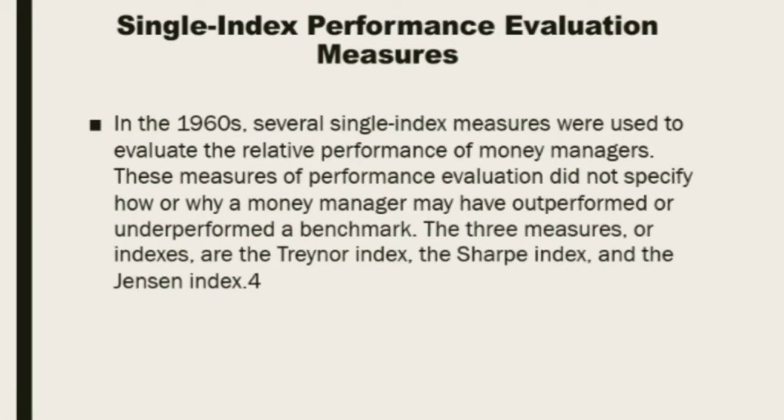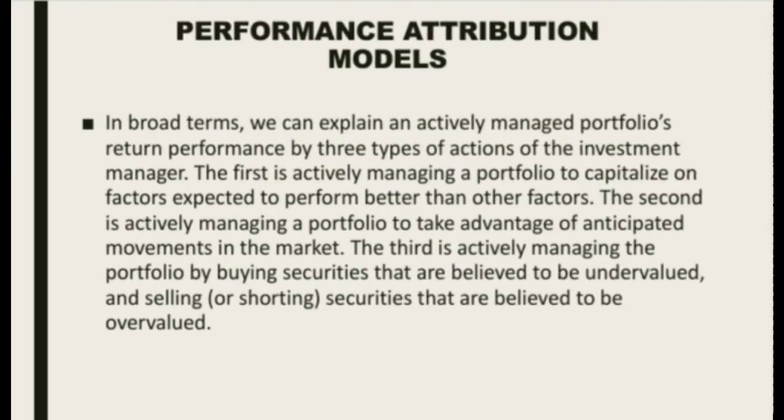Single index performance evaluation measures. In the 1960s, several single index measures were used to evaluate the relative performance of many managers. These measures of performance evaluation did not specify how or why a money manager may have outperformed or underperformed a benchmark. The three measures or indexes are the Treynor Index, the Sharpe Index, and the Jensen Index. All three measures assume that there is a linear relationship between the portfolio's return and the return on some broad-based market index.